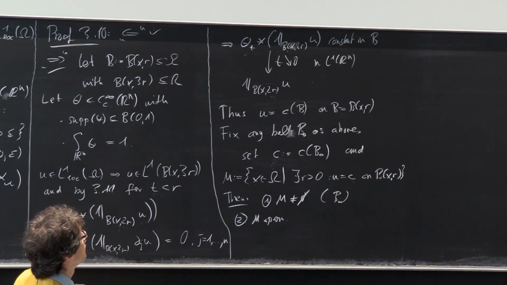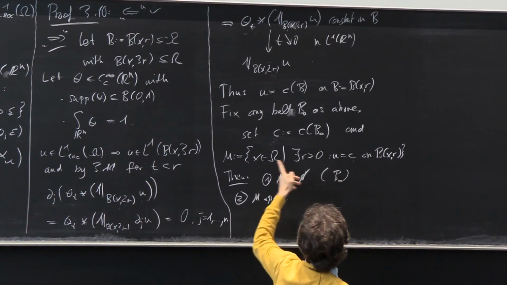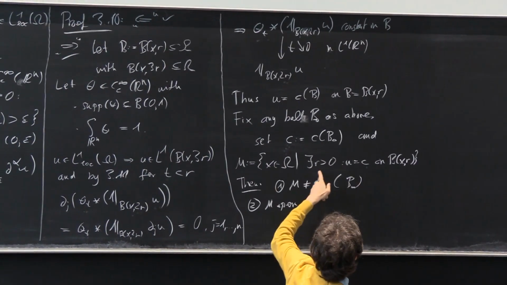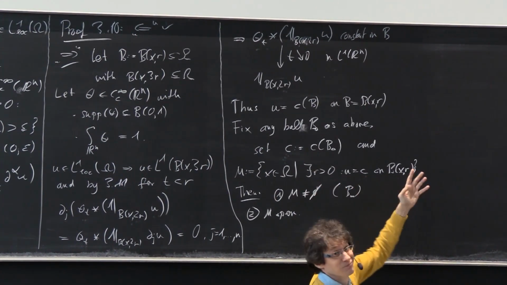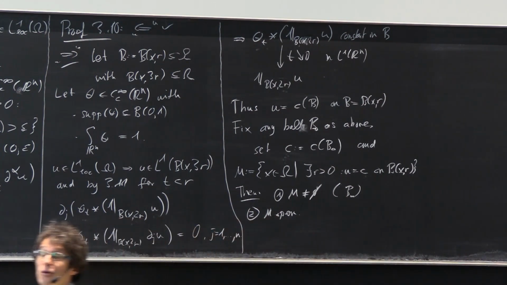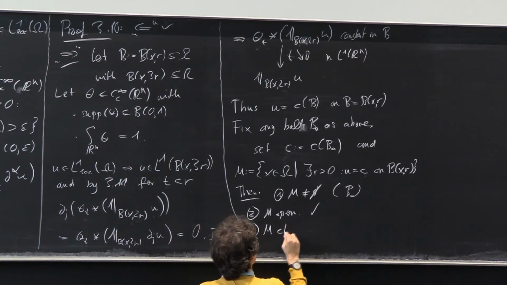We have to make sure that it's open and closed. So it's open because these balls are open. Once you have an x where there is a ball around where the function is exactly this constant on the whole ball, if you take a point that is less than r away from x, you still find a ball where this holds. So this is an open set. The important point is to show that M is closed.